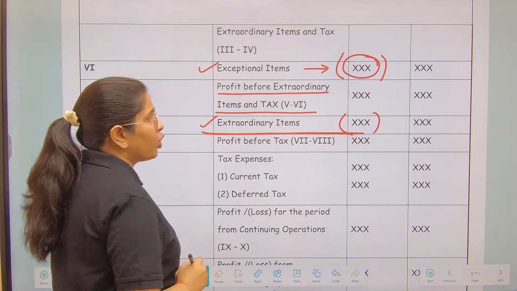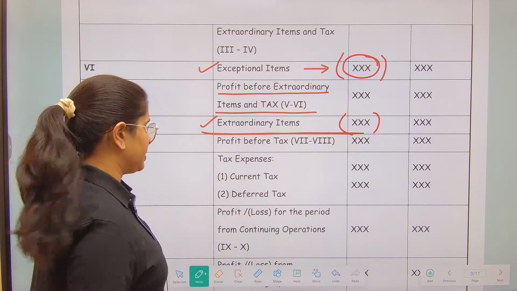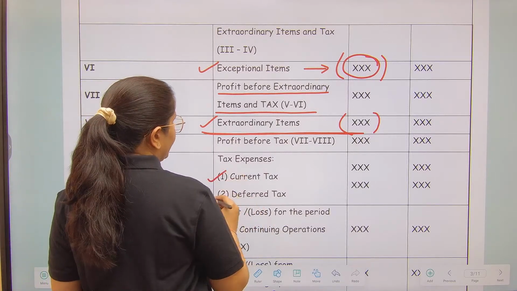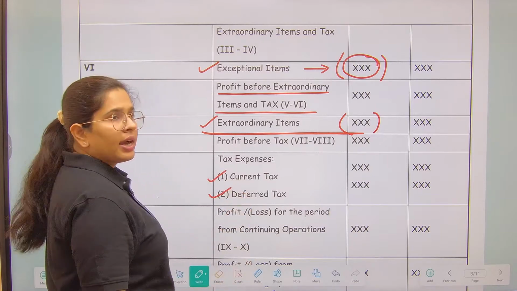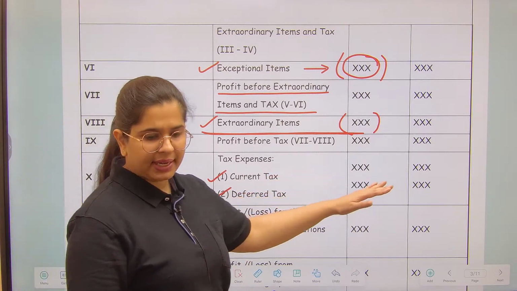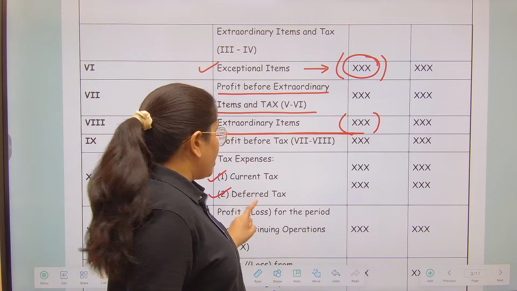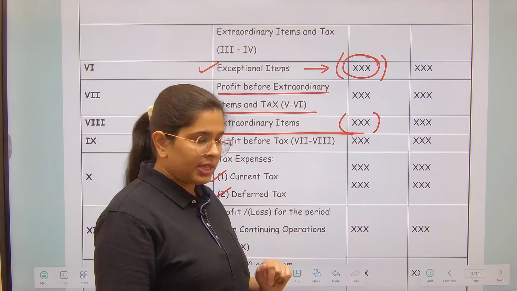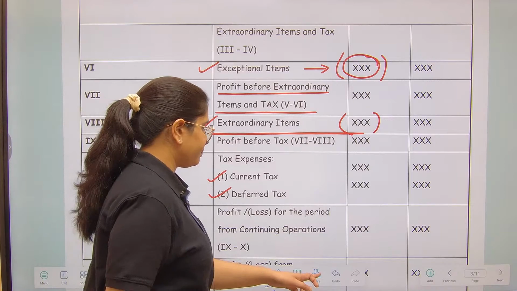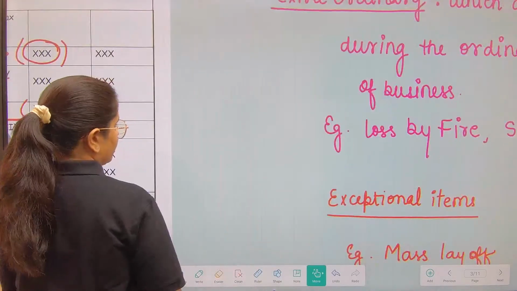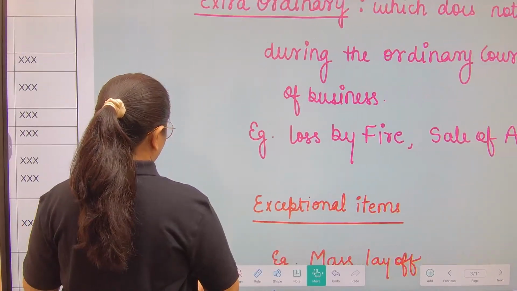Now we have to show what my tax expenses are. So there are two heads, current tax and deferred tax. Current tax is whatever tax liability you have arrived at. What is deferred tax? See, what happens is, I'll tell you an example.